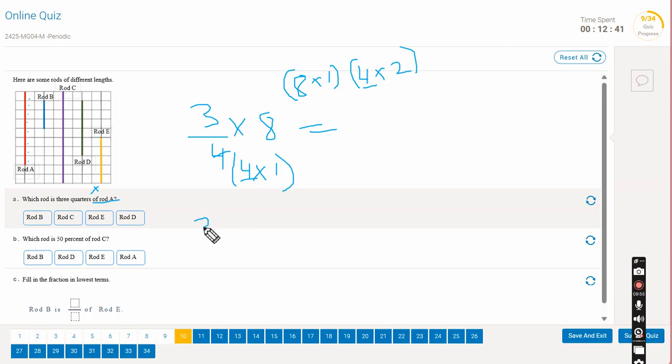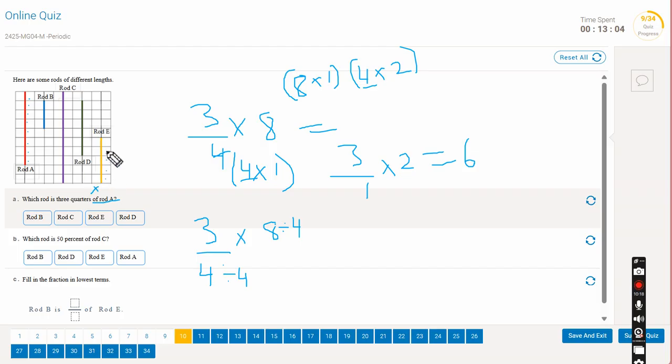So we'll choose 4. So 3 over 4 divided by 4 times 8 divided by 4. So that will be 3 over 1 times 2. So what's 3 times 2? 6. Now let's look for the rod that's 6. It has 6 blocks. So let's check which one would that be.